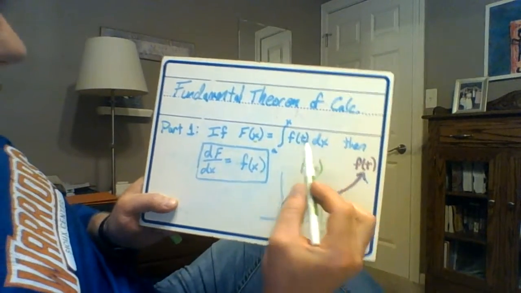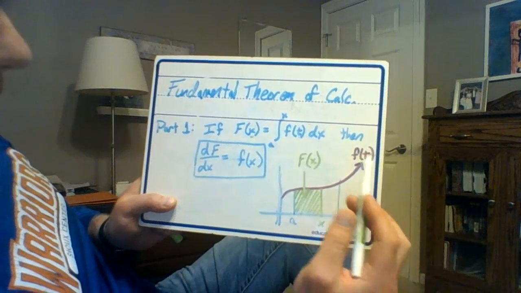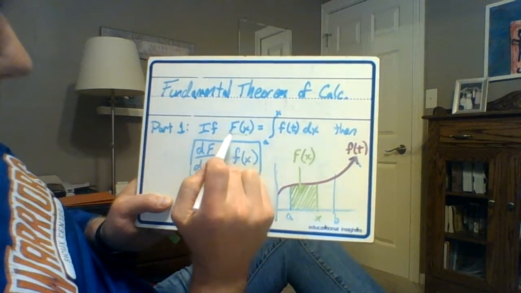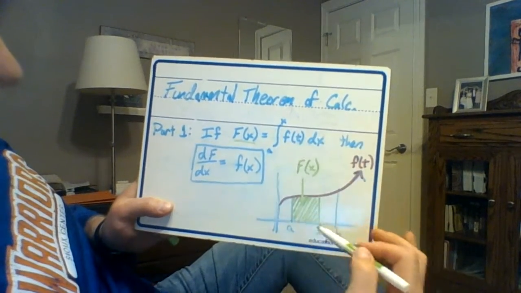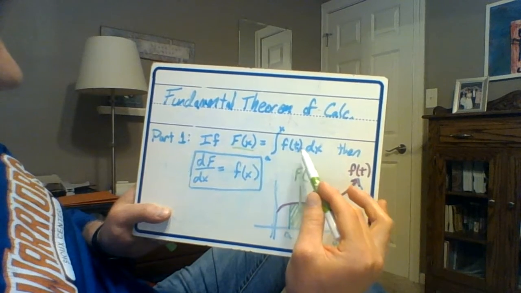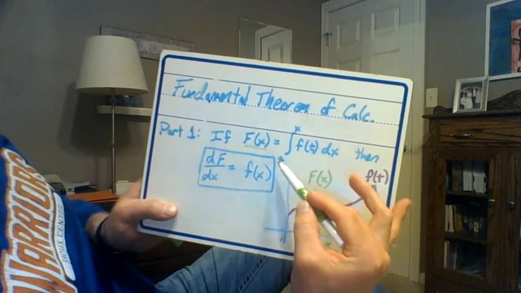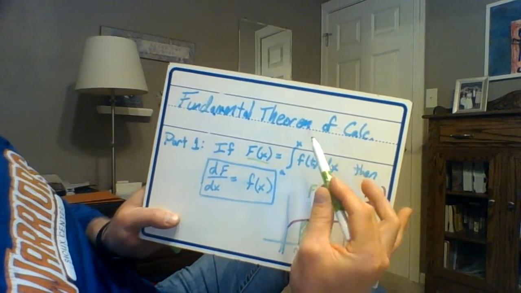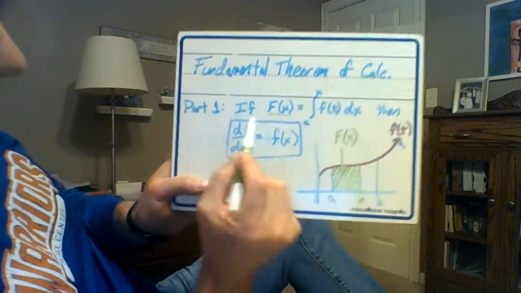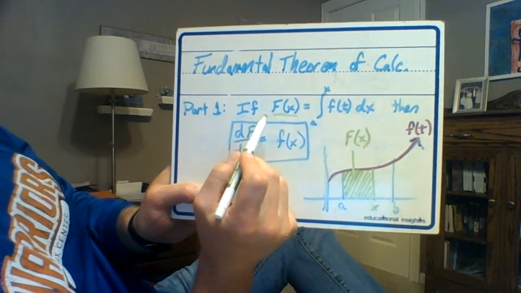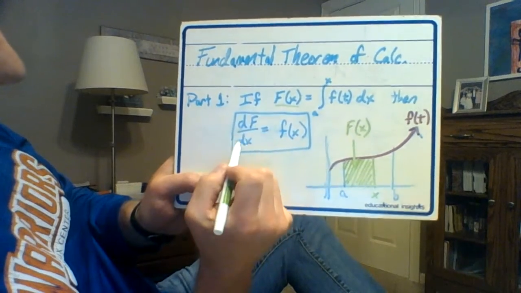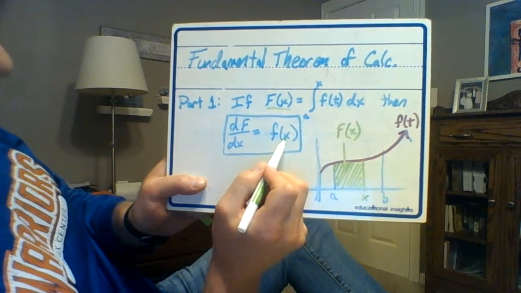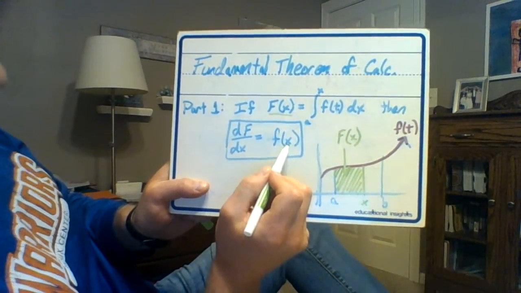And so all that this is saying is that if you have capital F of x, which is defined as the integral from a to x of some function f of t dt, where a is a constant and can be any number, and this is a variable x, then if you take the derivative of both sides, the derivative of capital F of x is just lowercase f evaluated at x.